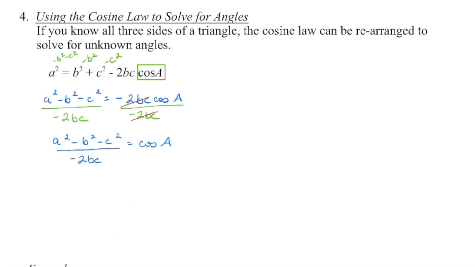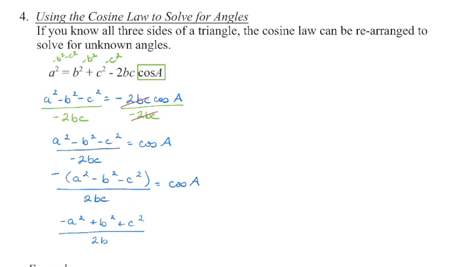The only thing is we ideally don't want to leave a negative in the denominator. So I want to move that negative up to the numerator. So when I do that, I'm going to bring up the negative, and then that is going to get applied to everything in the numerator. So we're going to multiply it in to get rid of those brackets there. All right, so when I distribute that in, it becomes a negative a squared plus b squared plus c squared, a negative times a negative is a positive, divided by 2bc equals the cosine of A.